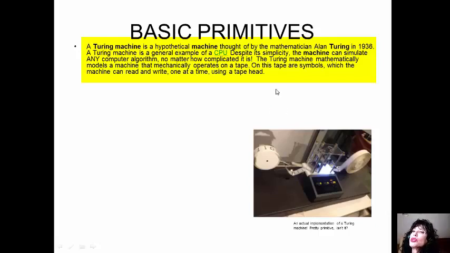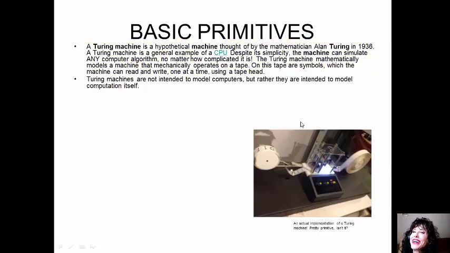And the Turing machine mathematically models a machine that mechanically operates on a tape. And in this slide, you see a picture of the actual implementation of a Turing machine. You see the tape on the left, coming in with symbols, and then the tape on the right, which means the machine can write on an output piece of tape. And Turing machines are not intended to model computers, but rather they're intended to model computation itself.